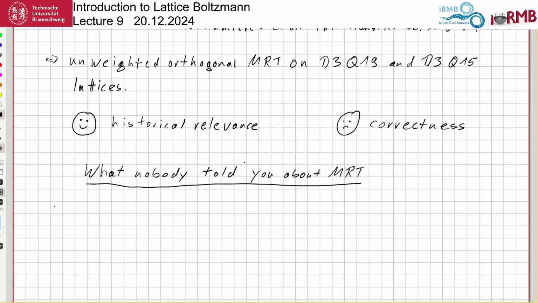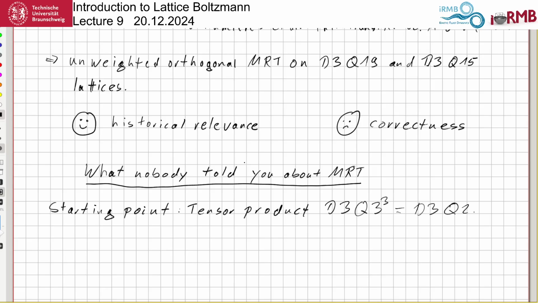Let's use as a starting point the tensor product lattice. The tensor product lattice, I remind you, is the one that we start from in one dimension, where we have a particle going left, a particle going right, and a particle staying where it is. Then we multiply this in the additional dimensions, and of course this gives rise to the D2Q9 in 2 dimensions and to the D3Q3 to the power of 3, so the D3Q27 lattice.